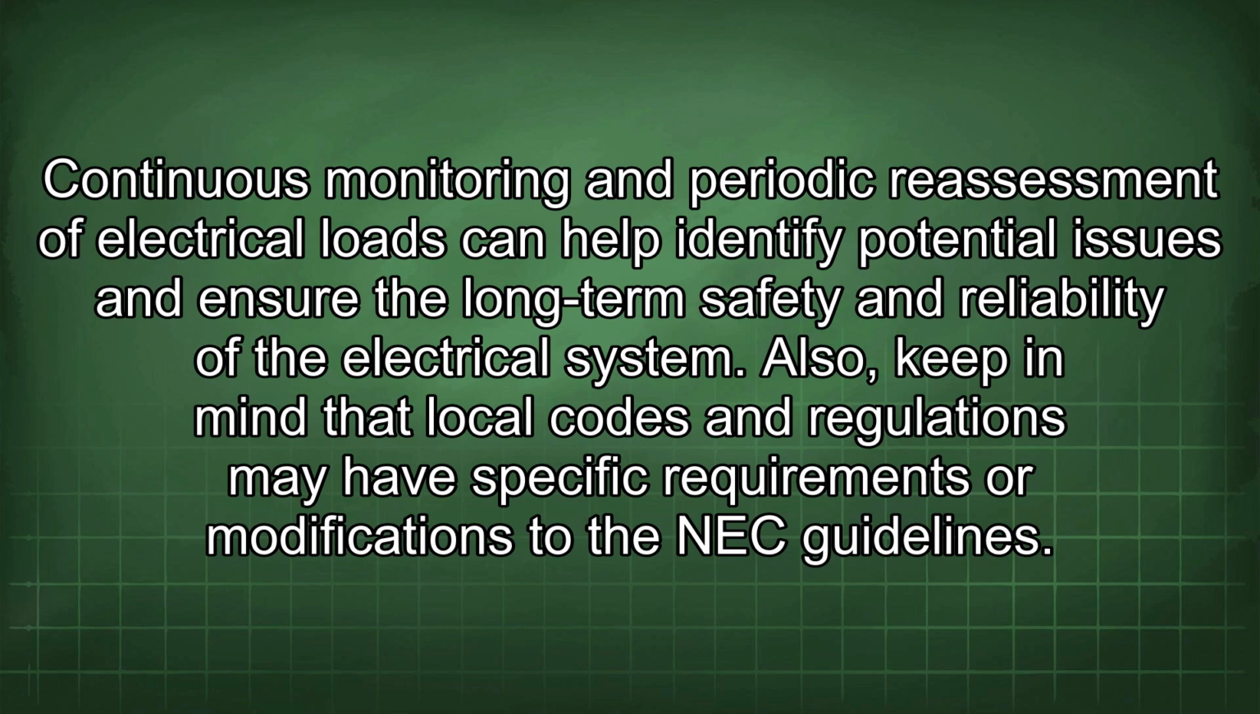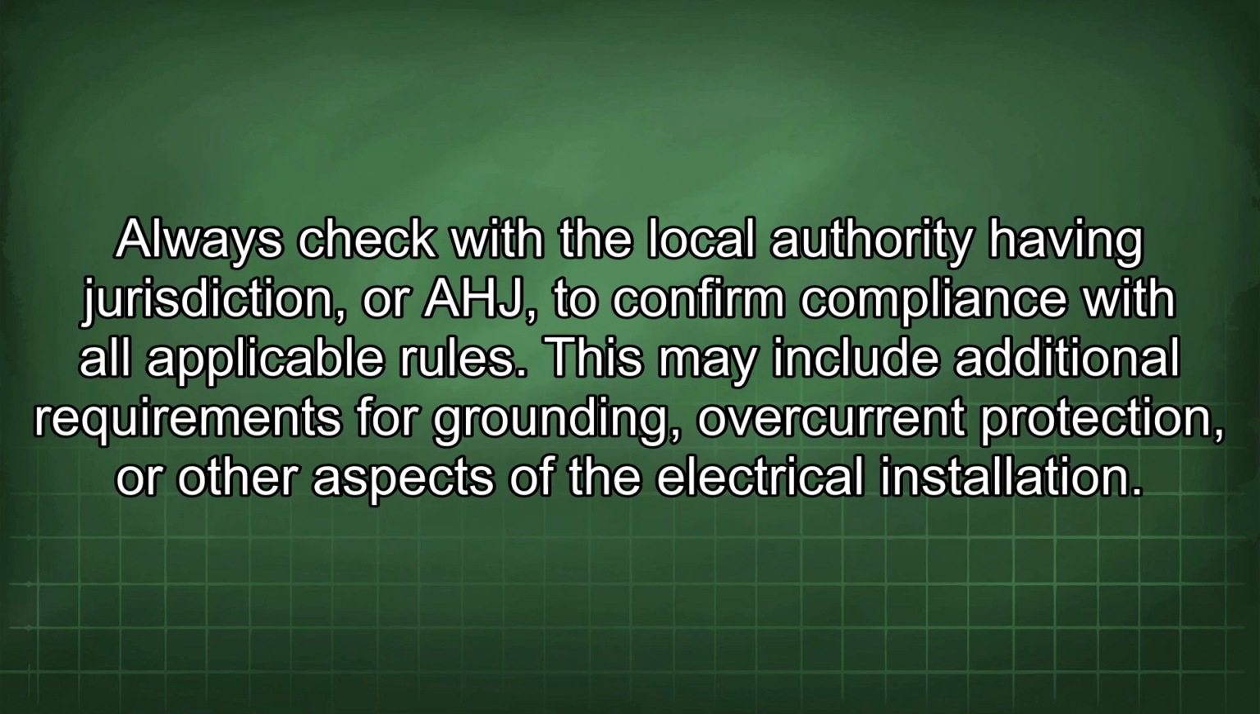Continuous monitoring and periodic reassessment of electrical loads can help identify potential issues and ensure the long-term safety and reliability of the electrical system. Also, keep in mind that local codes and regulations may have specific requirements or modifications to the NEC guidelines. Always check with the local authority having jurisdiction, or AHJ, to confirm compliance with all applicable rules. This may include additional requirements for grounding, overcurrent protection, or other aspects of the electrical installation.